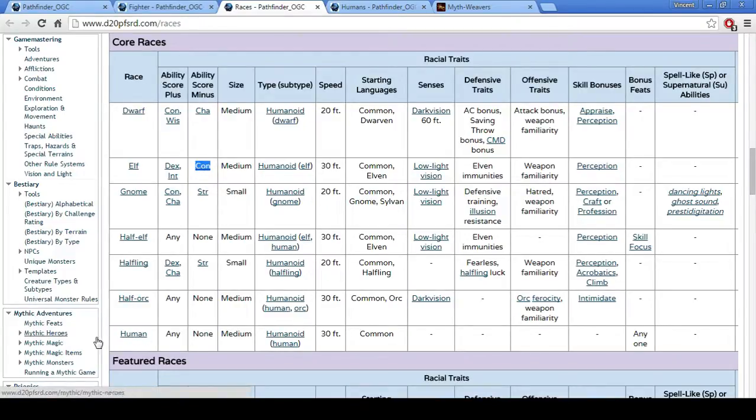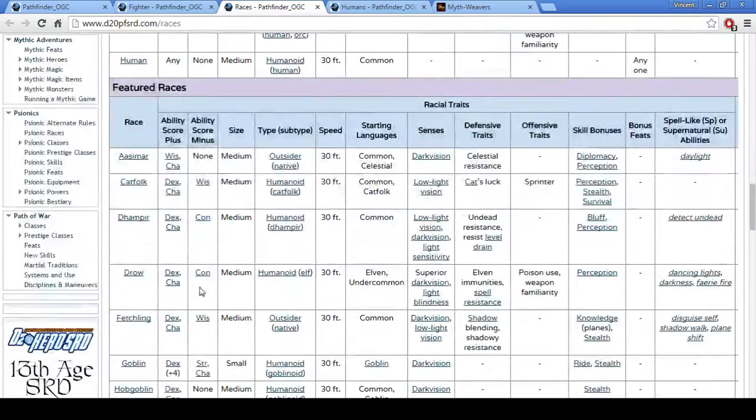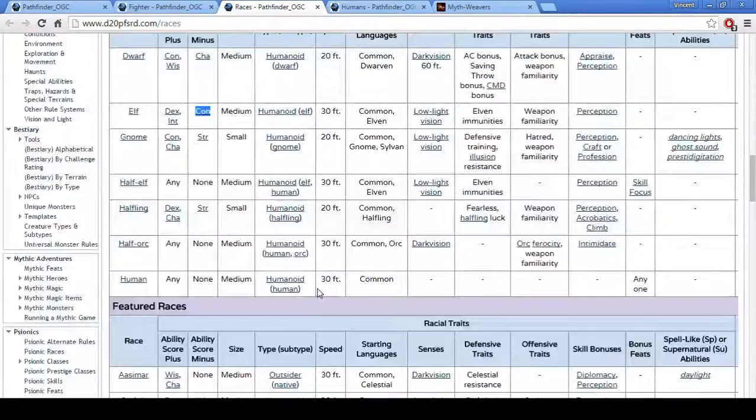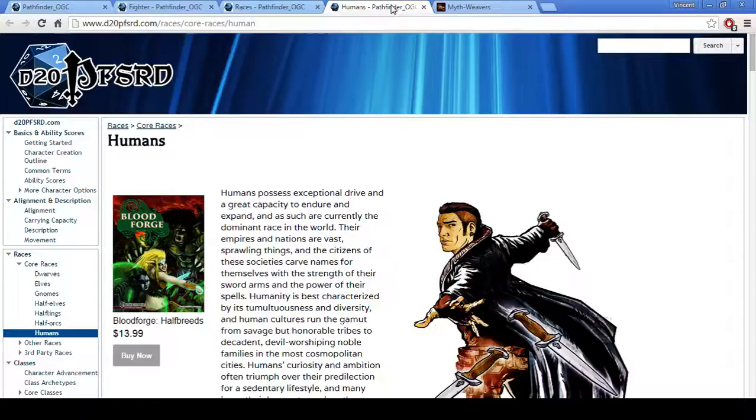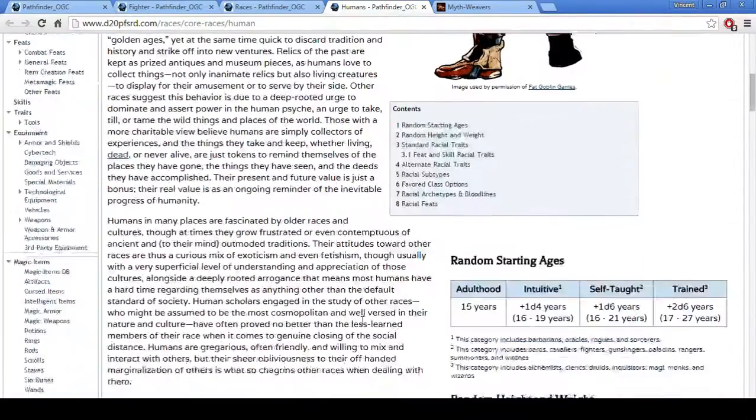And humans are always a safe choice. If you don't want to spend too much time looking at these characters and wondering what you're going to play, and you just want to pick something and go, humans are always a good choice. They get an extra feat, no strings attached. Fantastic. All right, so now we've decided to be a human fighter.